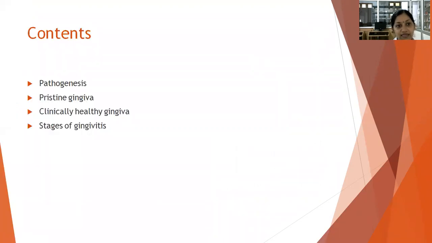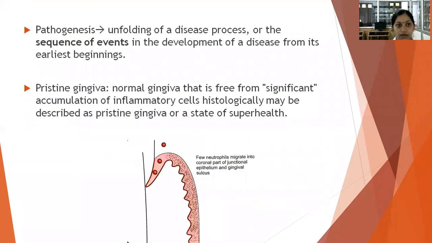So, these are the contents on which we will be discussing this topic: pathogenesis, pristine gingiva, clinically healthy gingiva, and stages of gingivitis. Coming to pathogenesis, what is pathogenesis? It is the unfolding of a disease process, or the sequence of events that happens before the development of a disease, and it starts from the earliest beginning.